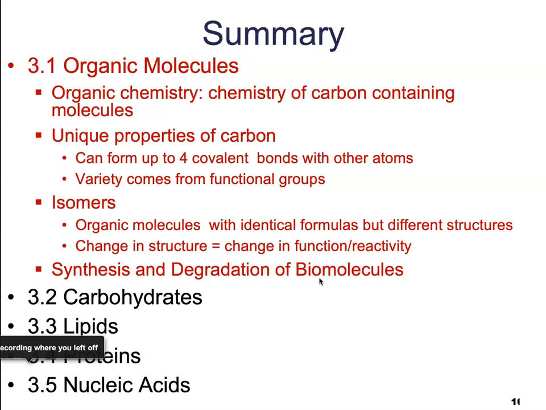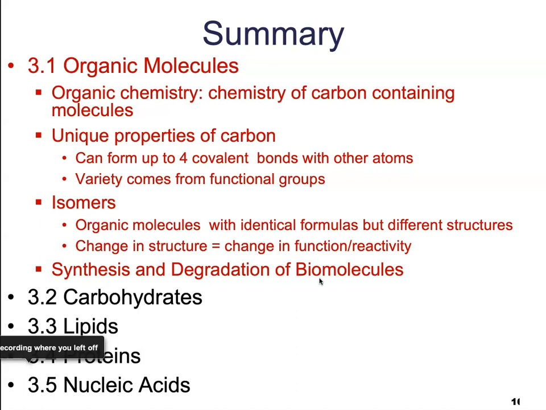In section 1, we talked about organic chemistry and how that is the chemistry of carbon-containing molecules. There are some unique properties of carbon. One, it can form up to 4 covalent bonds with other atoms, which is awesome. Specifically, it likes to form those covalent bonds with carbon, hydrogen, oxygen, nitrogen, phosphorus, and sulfur, those 6 most common elements found in all living things. And all the variety comes from those functional groups, as we mentioned, that can change the shape and the structure.